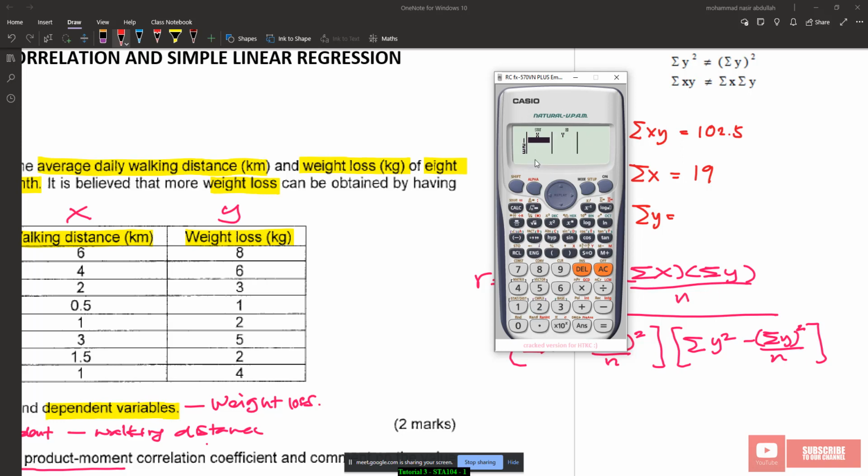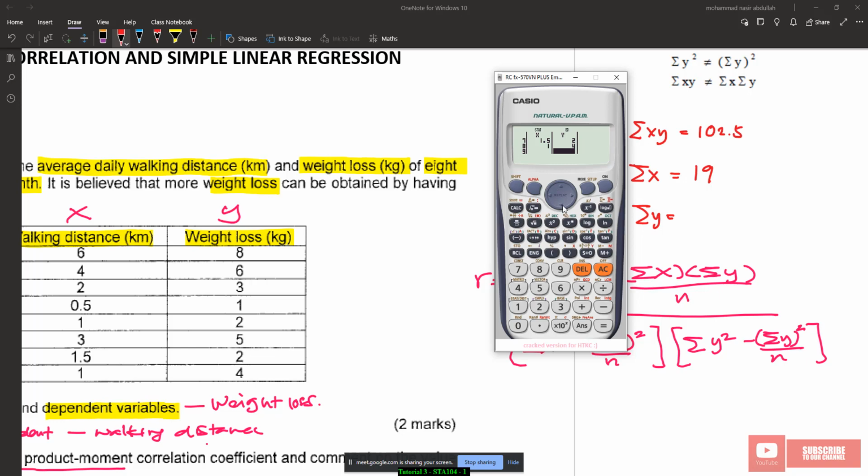Number 2, and then you will get this interface, X and Y. You know that the walking distance is your X value and weight loss is your Y. So you just input the values into the calculator. So 0.5, 1, 3, 1.5, and last is 1, right? So next for Y: 8, 6, 3, 1. Then you have 2, 5, 2, and 4.